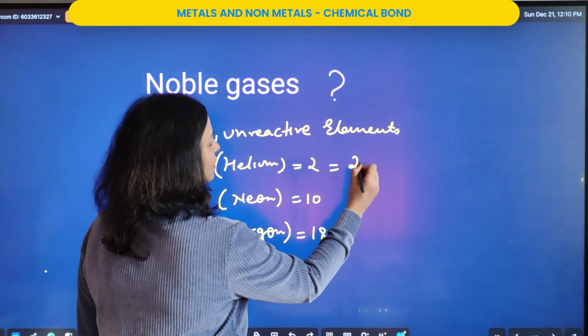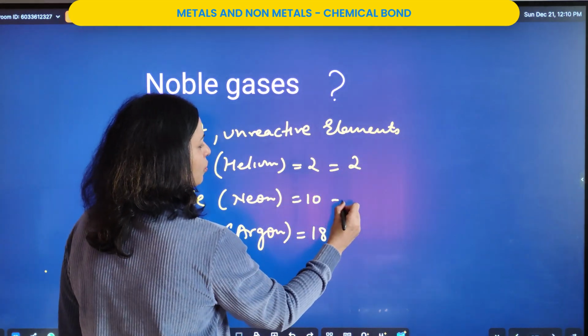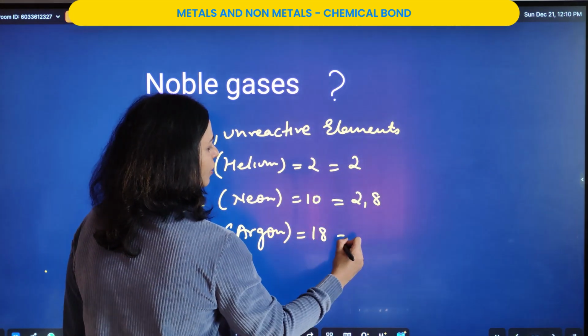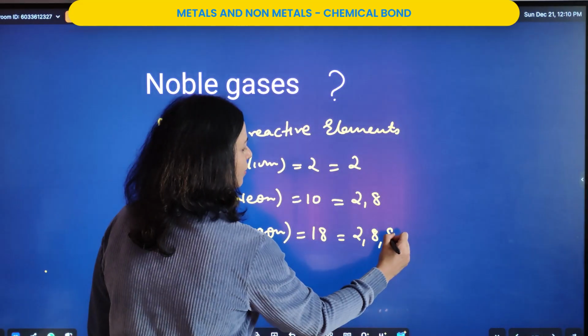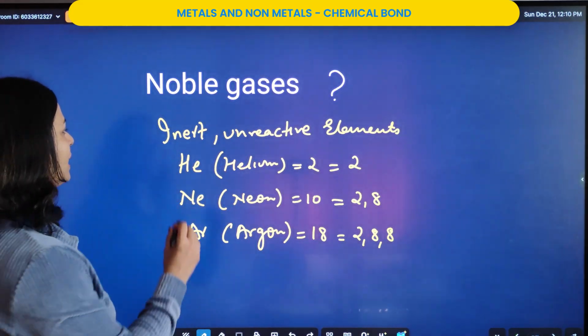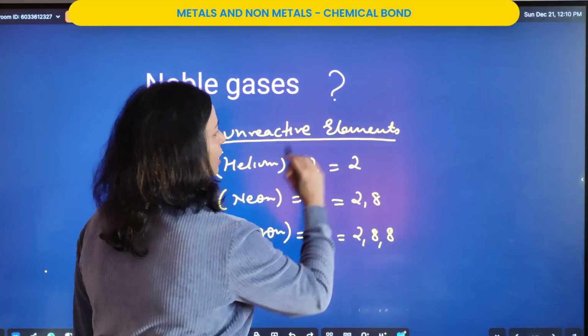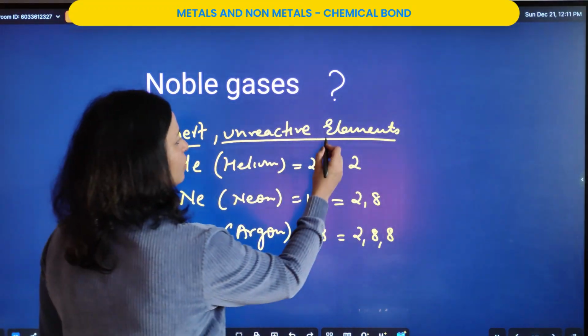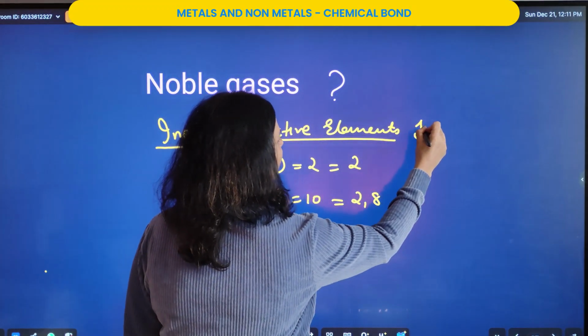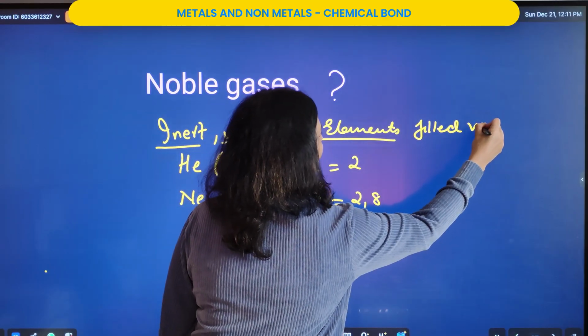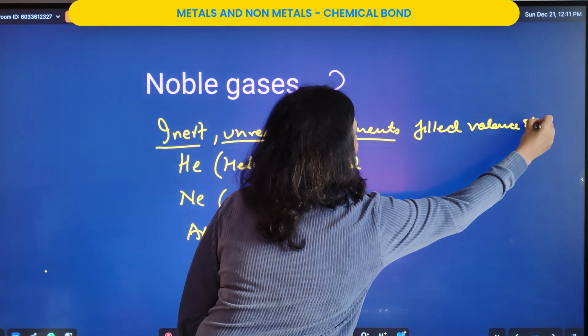So its electronic configuration is 2. Here it is 2,8. Argon has 2,8,8. So the noble gases are inert, unreactive elements. Why are they so? Because they have a filled, complete valence shell.